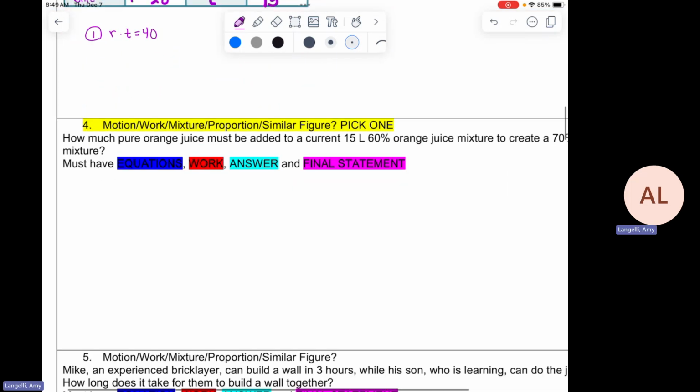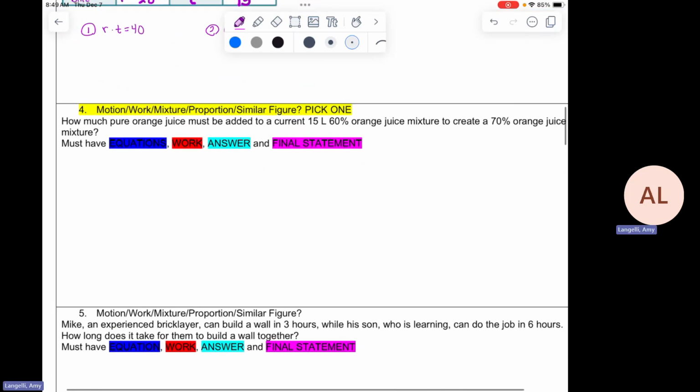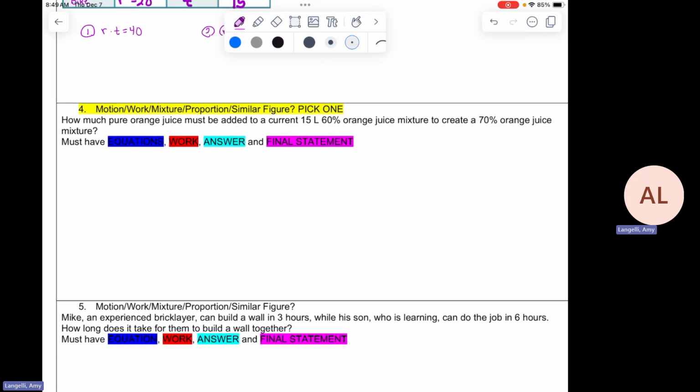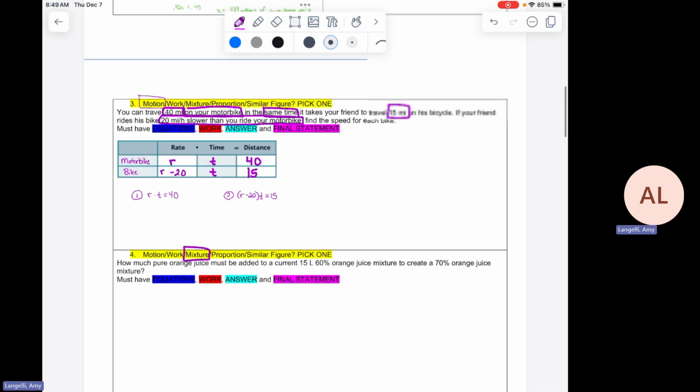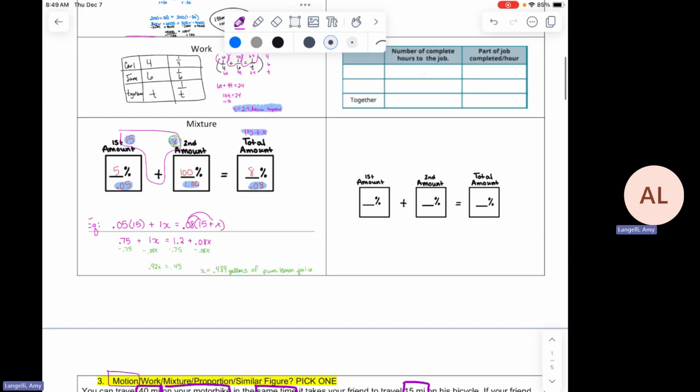How much pure orange juice must be added to a current 15-liter 60% orange juice mixture to create a 70% orange juice mixture? What are the yellows, do you guys think this one is? Just talk. I have this heater on. Could you talk a little louder for me? Mixture. All right, so that means I'm going to need to have this chart ready to go.